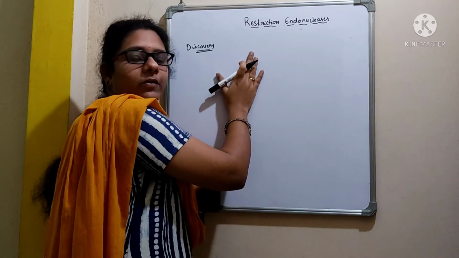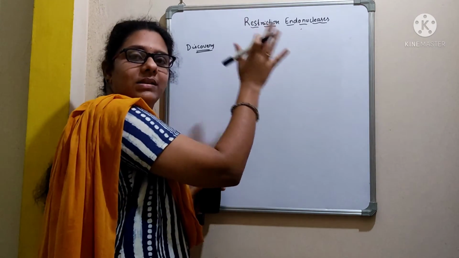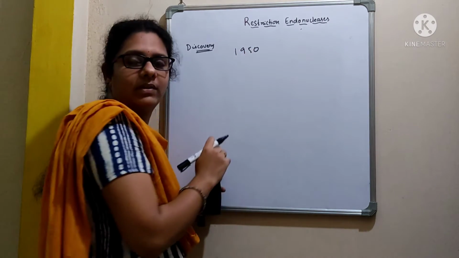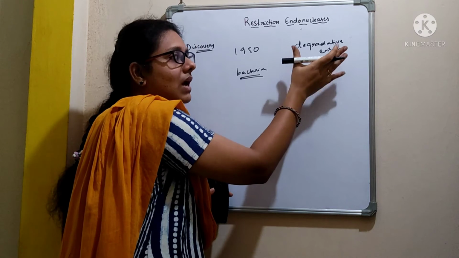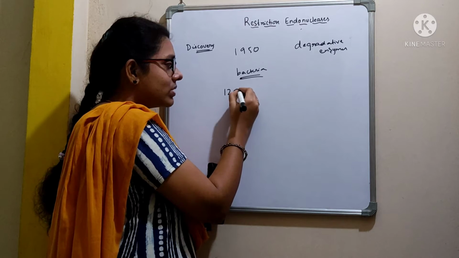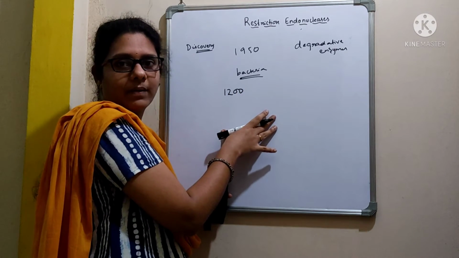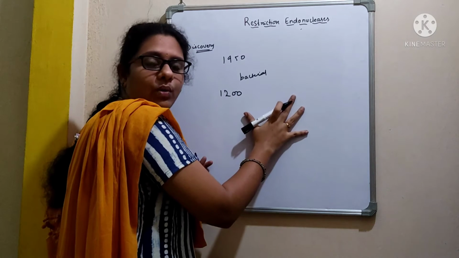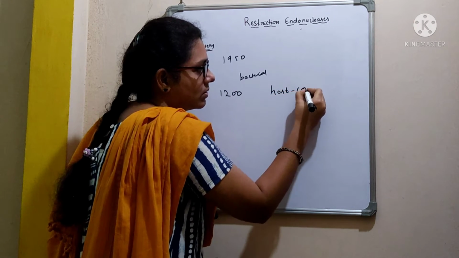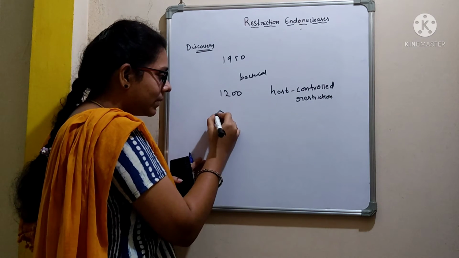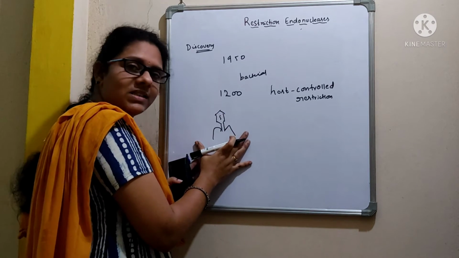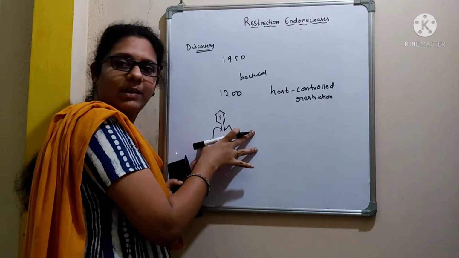Coming to the discovery of these restriction enzymes, these restriction endonucleases were discovered in the early 1950s. These are degradative enzymes that are produced by bacterial species. Over 1200 restriction enzymes have been discovered so far. Here you need to know about the phenomenon called host controlled restriction. You might have heard about a bacteriophage. These are the viruses which specifically infect bacteria.